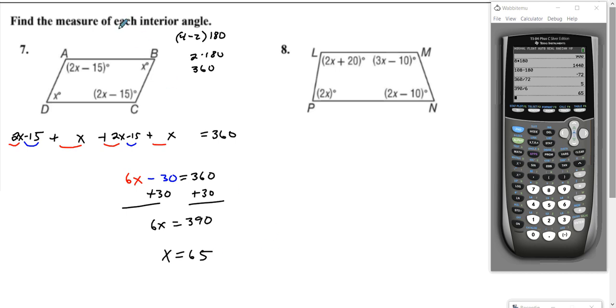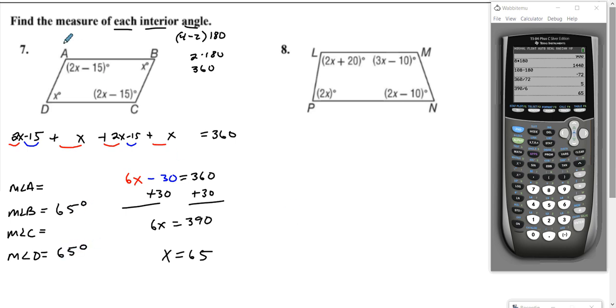Now it says find the measure of each interior angle. It doesn't say find the value of x. So I've got 4 angles here, A, B, C, and D. Measure of angle A, measure of angle B, measure of angle C, and the measure of angle D. And we need to find each one of these. 2 of them are easy because since x equals 65, I know that angle B and angle D are just x. So B is 65 degrees and D is 65 degrees.